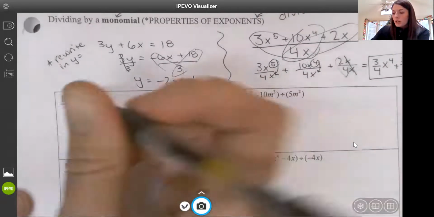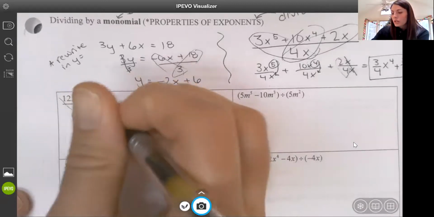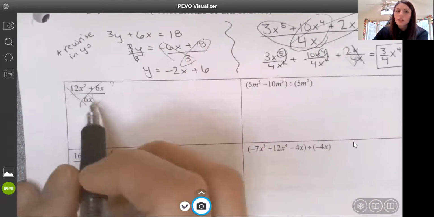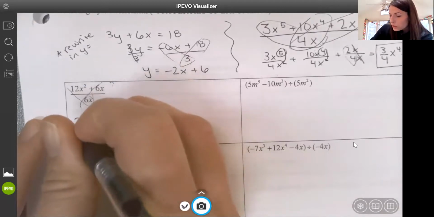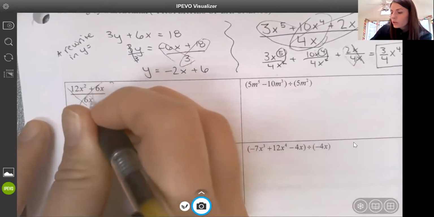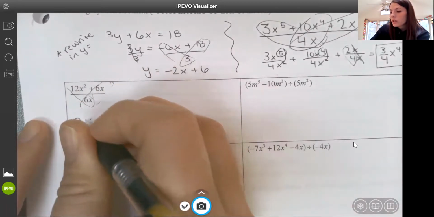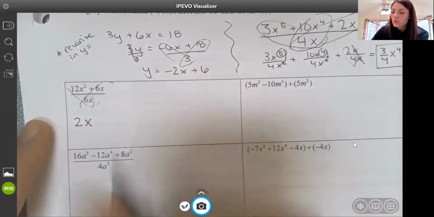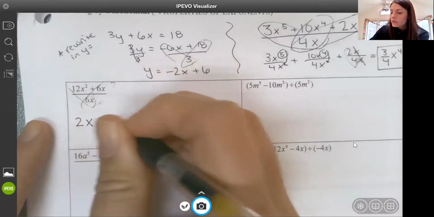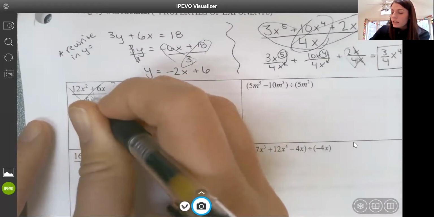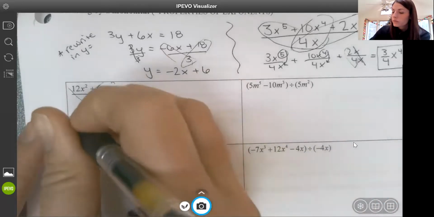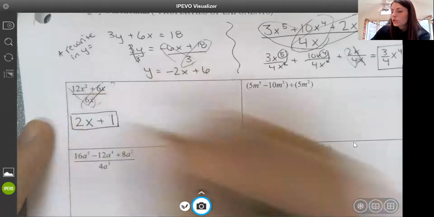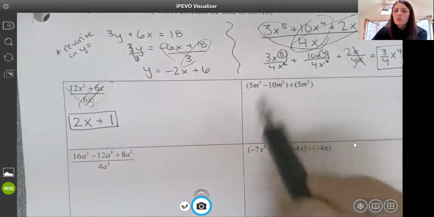First one, same idea. Each term gets divided by 6x, and so for my integers, I'm just reducing. 12/6 gives me 2. X squared over x, subtracting exponents, gives me x to the 1st. 6 over 6 gives me 1, and x over x is just going to cancel, so I'm just going to be left with 1 there. Dividing each term separately.